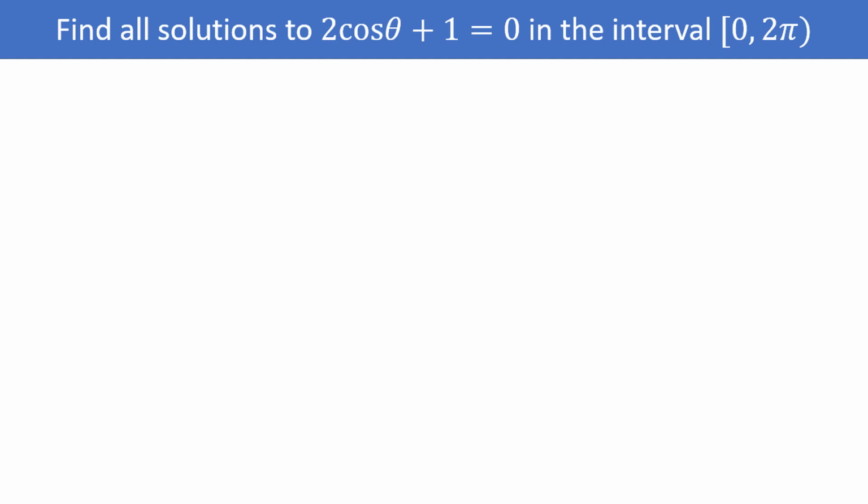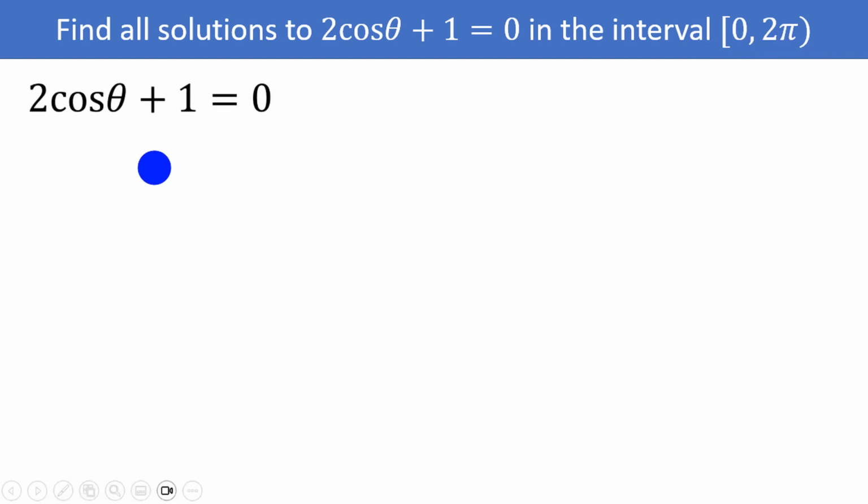Welcome, my friends. In this video, I will be solving a variety of trigonometric equations. Our first question asks us to find all solutions to 2 cosine theta plus 1 is equal to 0 on the interval of 0 to 2 pi, including the 0 but not the 2 pi. So this is basically just one revolution of the circle.